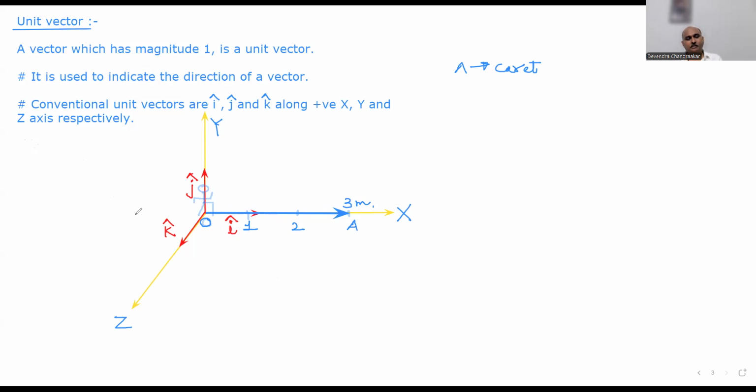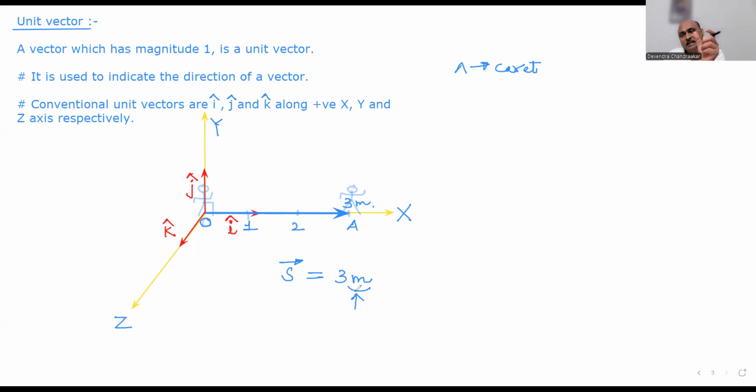So the new position, or let's call it the displacement of this man with respect to origin, is equal to, what is the magnitude of it? It's 3 units, right? 3 meters. Meter represents the physical quantity, right? So unit is representing the physical quantity.